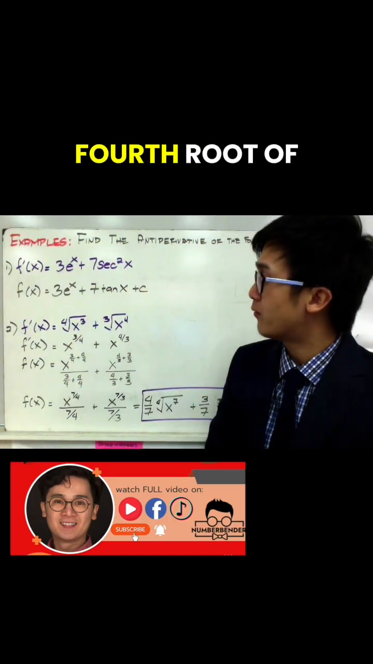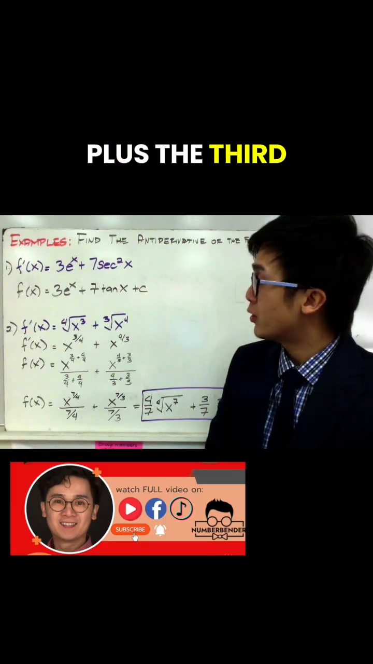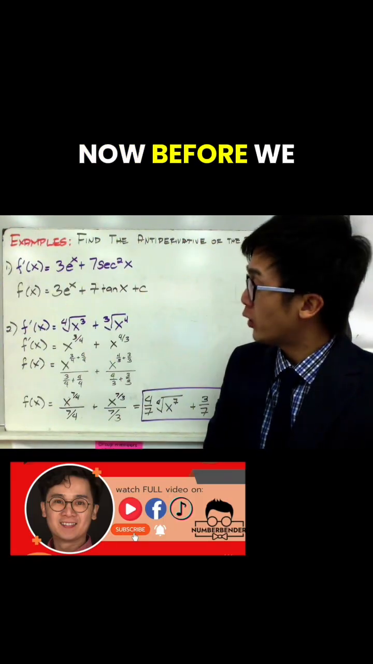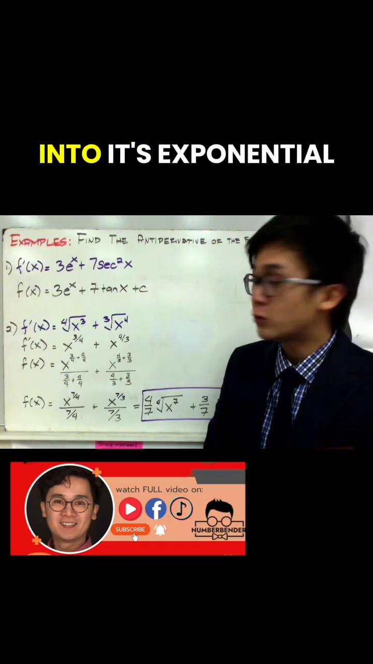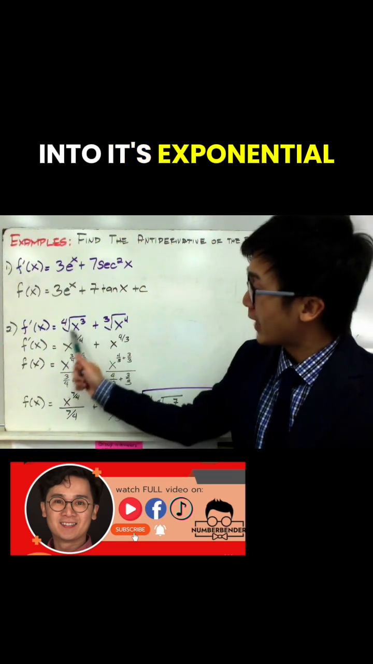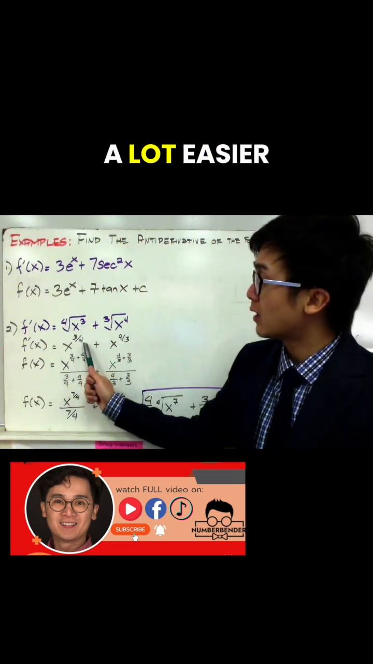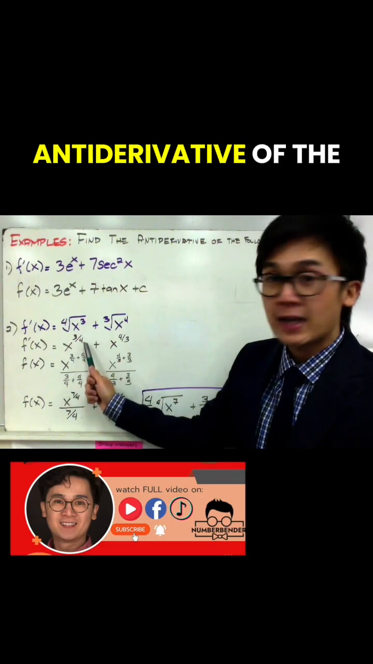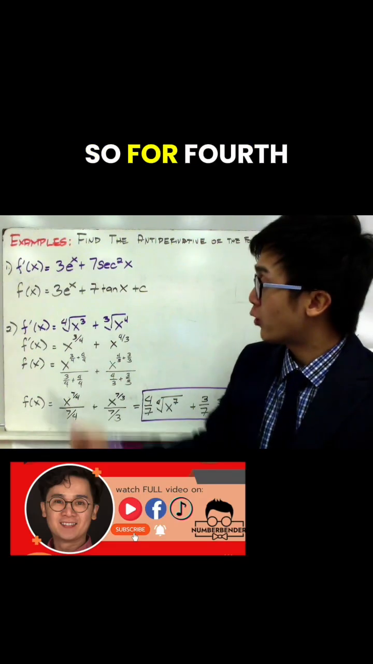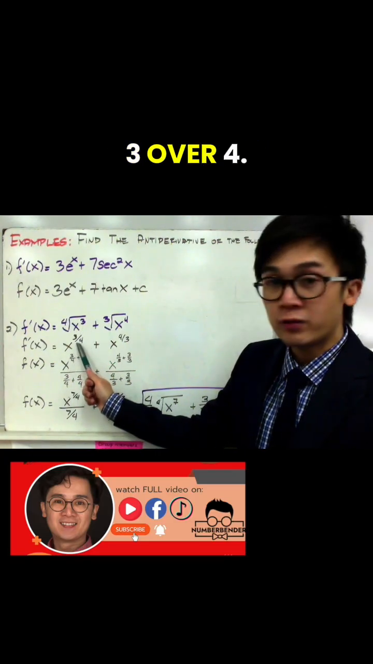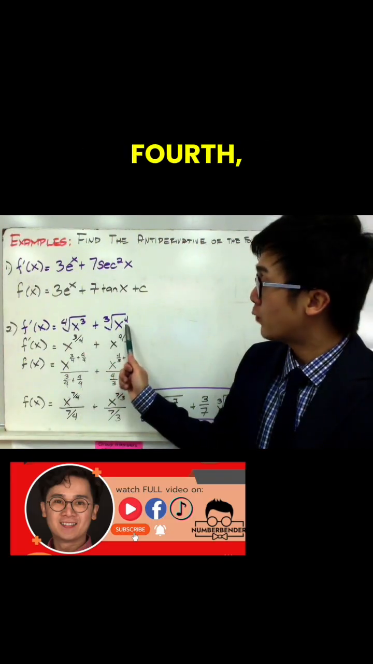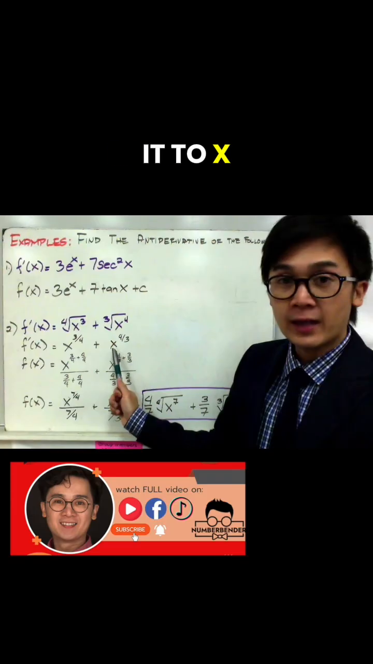Now for number 2, we have f prime of x is equal to the fourth root of x cubed plus the third root of x to the fourth. Before we take the antiderivative for that function, let's translate it into its exponential form so that it's a lot easier to find the antiderivative of the given terms. For the fourth root of x cubed, we can translate it to x raised to 3 over 4. And for the third root of x to the fourth, we can translate it to x raised to 4 over 3.